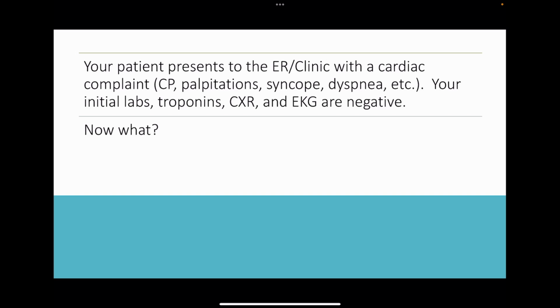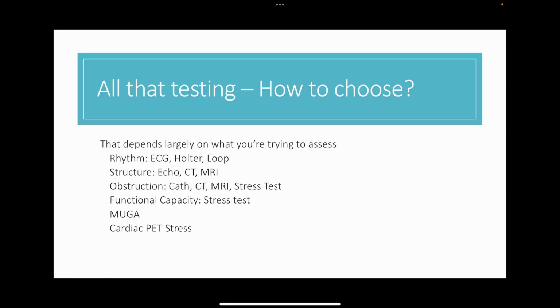What are you going to do to see why this patient's having dizziness, lightheadedness, palpitations, chest pain, whatever it is? You have to order tests to figure out what's going on. So if you're trying to assess the rhythm, they're having rhythm problems, you're going to get an ECG at first. What's the problem with the ECG? What does it tell us?